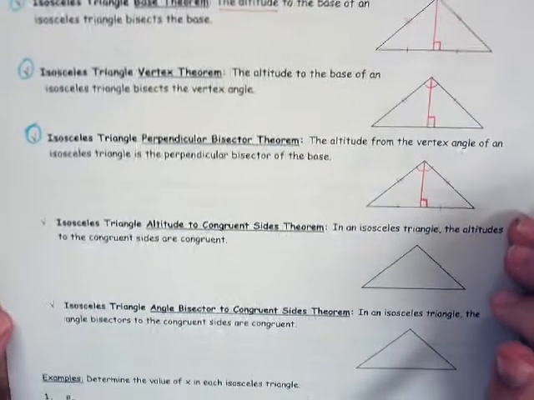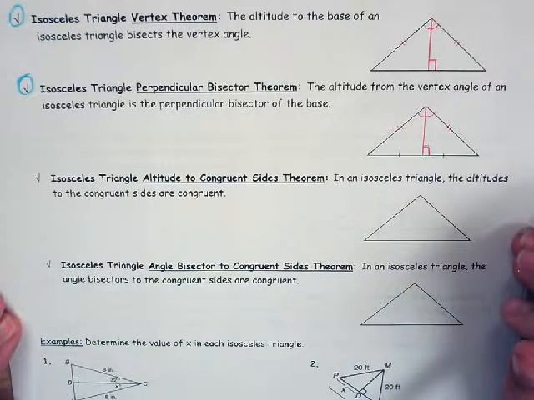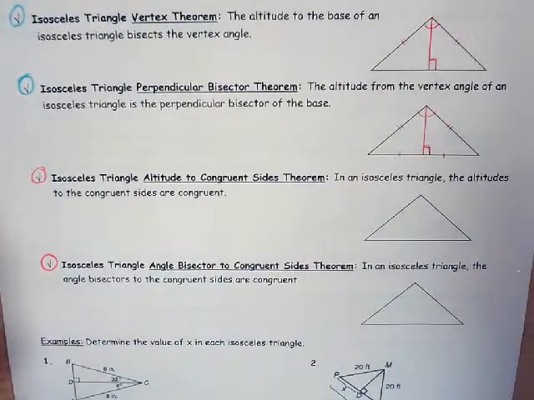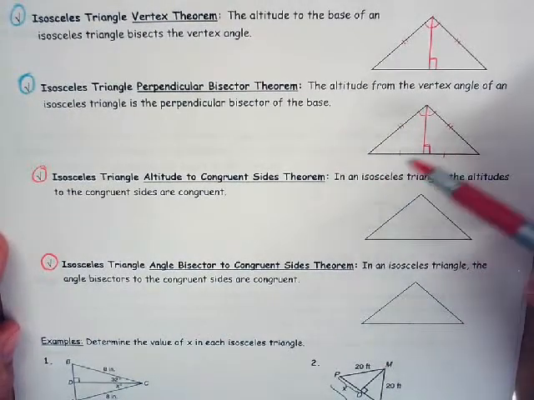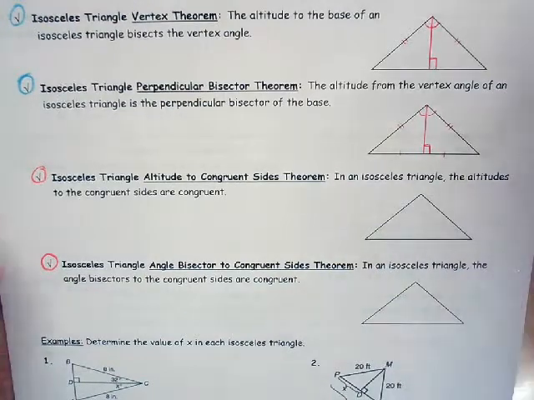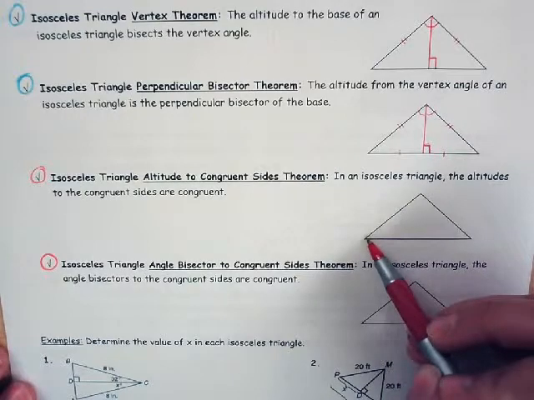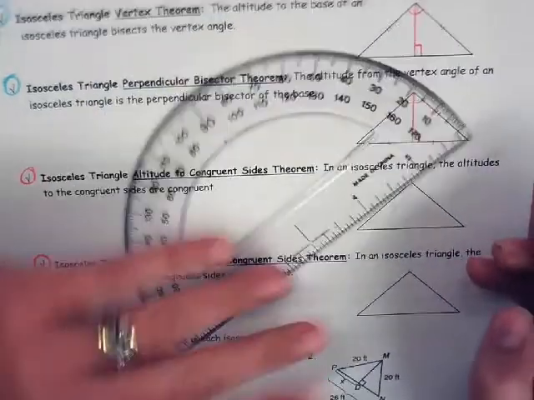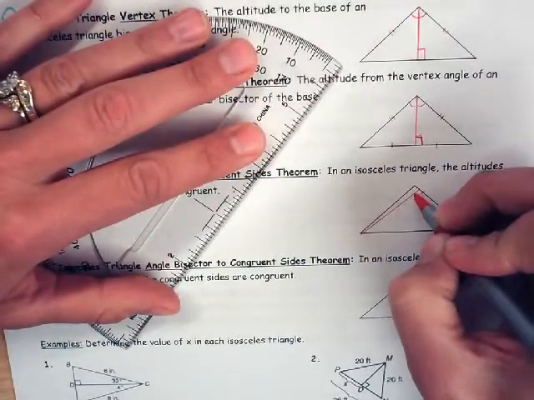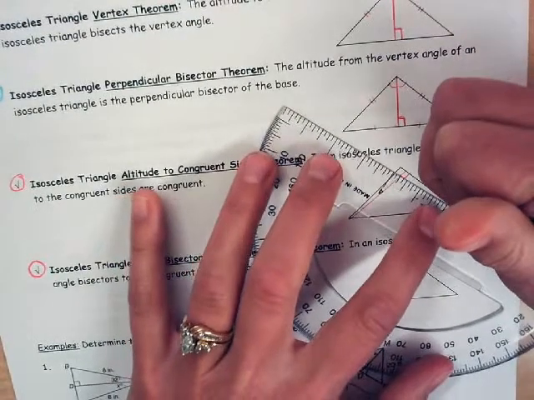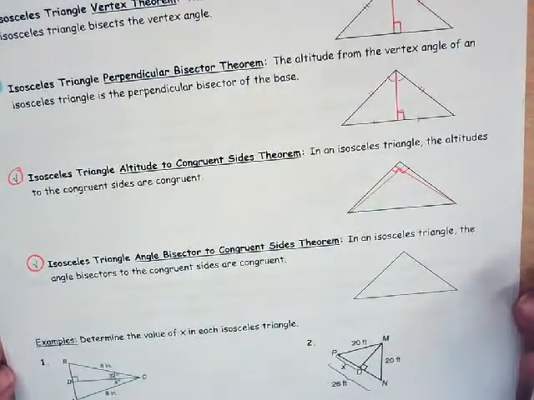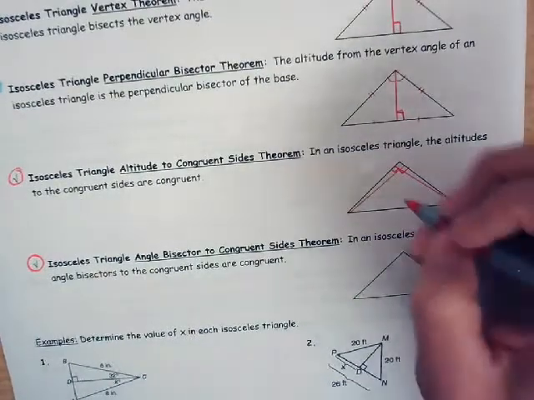And then we're going to talk about two that involve the base angles. This other one, we'll do in red. Circle these two. It's the isosceles triangle altitude to congruent sides theorem. This says, in an isosceles triangle, the altitudes to the congruent sides are congruent. So if I take my base angle here and draw an altitude to the other side, we've got to draw a line that's perpendicular to the other side. It's going to go something like this on this triangle. And we do the same thing with this side. So these two lines are actually congruent.